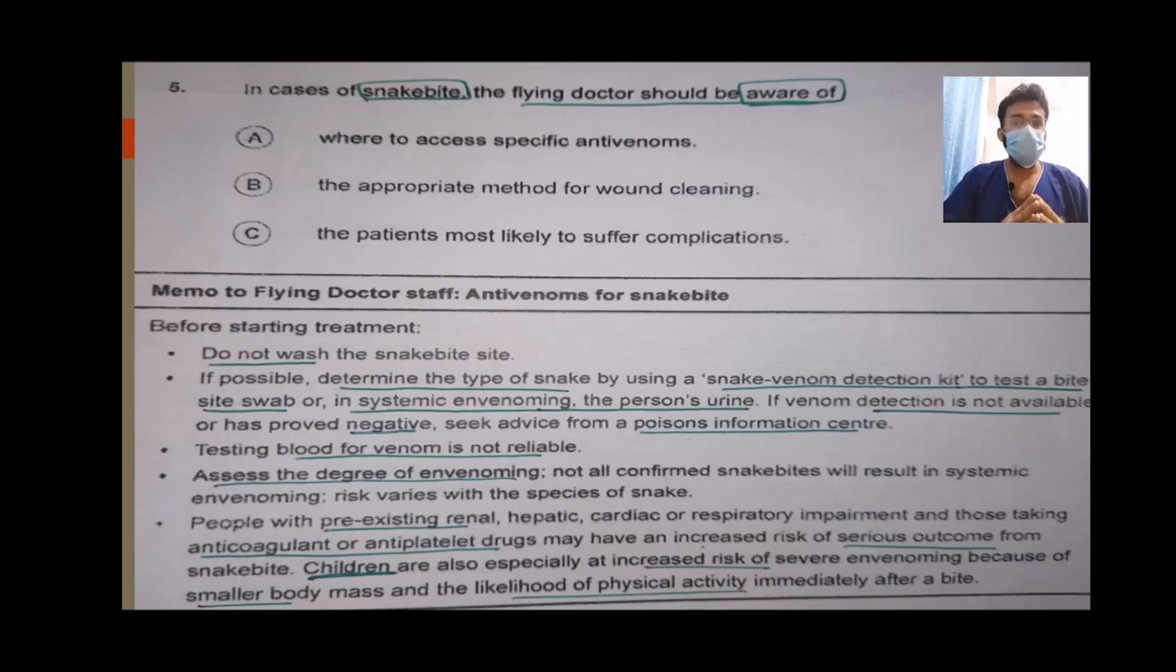The option C, the patient most likely to suffer complications. So what was the question? In case of the snake bite, the following doctor should be aware of. He should be aware of the patient most likely to suffer complications. He should be aware of the patient's premorbid condition, if he has renal, hepatic, cardiac or respiratory problem, if he is a child. Okay. So I think our answer should be C.